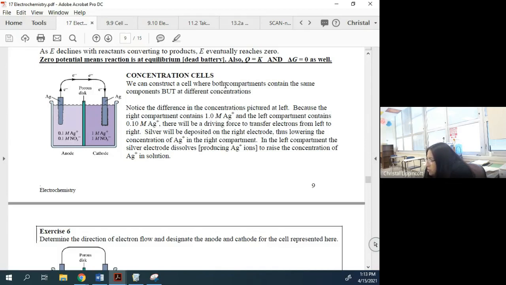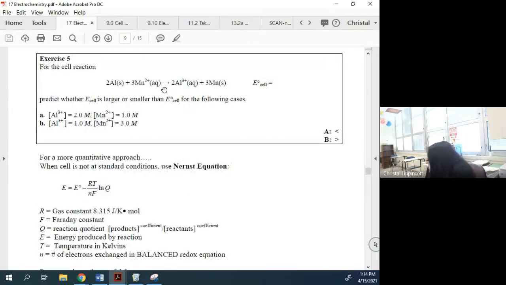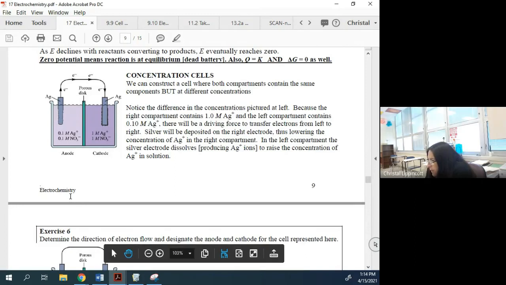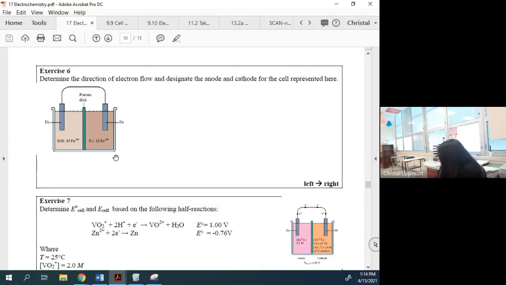All right. We can construct cells where both compartments contain the same components, but at different concentrations. So here, and we just talked about that up above, how we could use that to generate electricity. If you have the stuff over here at higher concentrations than the stuff over here, it's going to provide a driving force to get to this side. Okay, so you can have a situation where this component has different concentrations than this component. All right, so here we're going to determine the flow of our electrons.